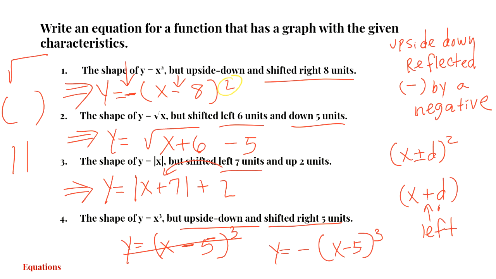So the only thing you have to do is make sure you take note of the shape that they want, and then you do your horizontal translation. That's inside of your parentheses, your absolute value or your square root, and then you do your vertical translation, that's added or subtracted at the end. Any questions on writing equations?